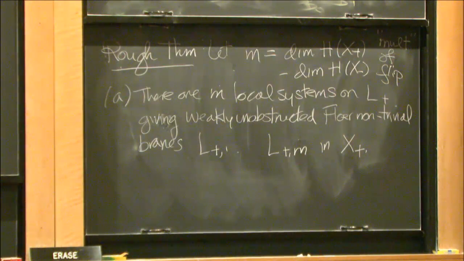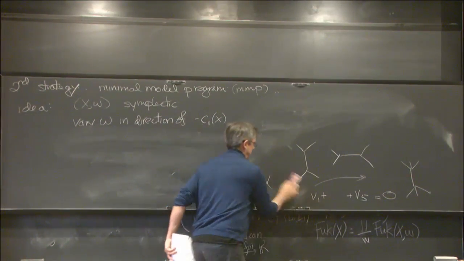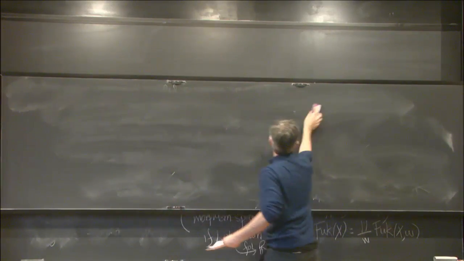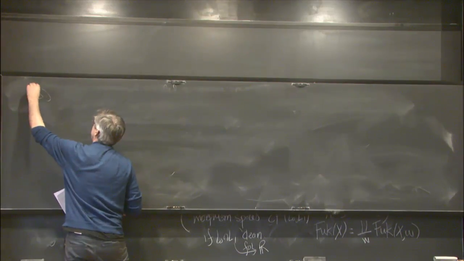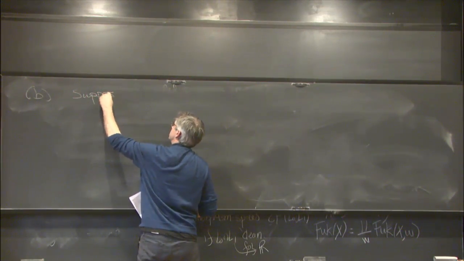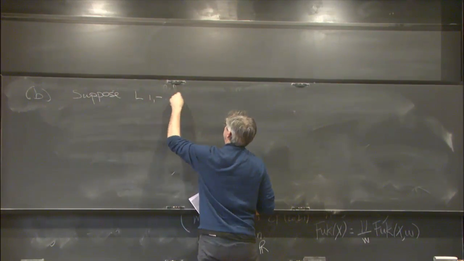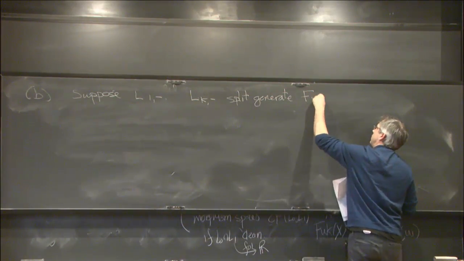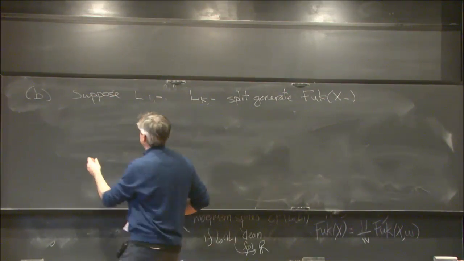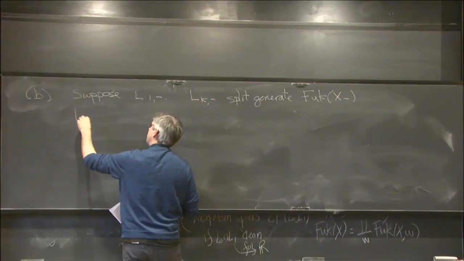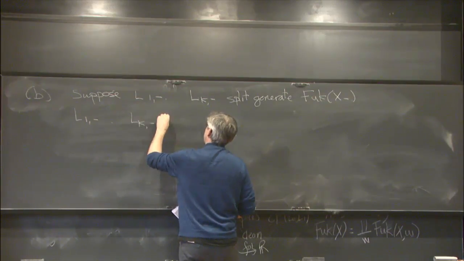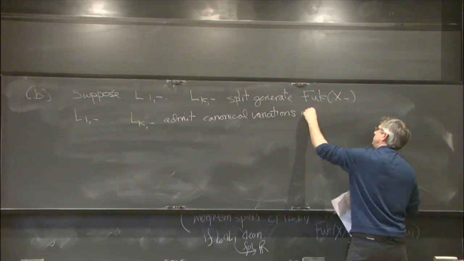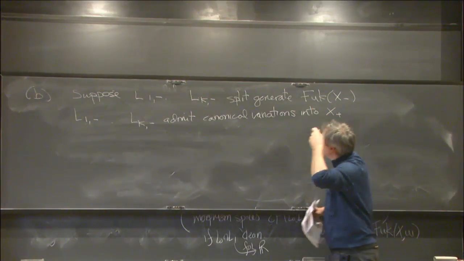And B, suppose that L1 minus up through Lk minus split generate the Fukaya category of X minus, and the L admit canonical variations into X plus. So what do I mean by canonical variation?